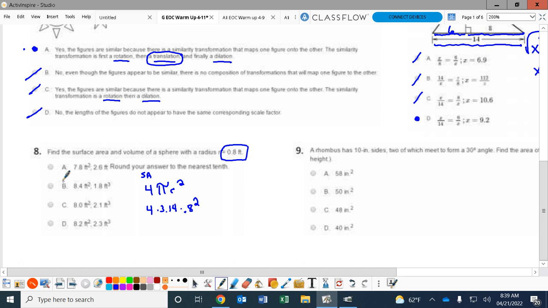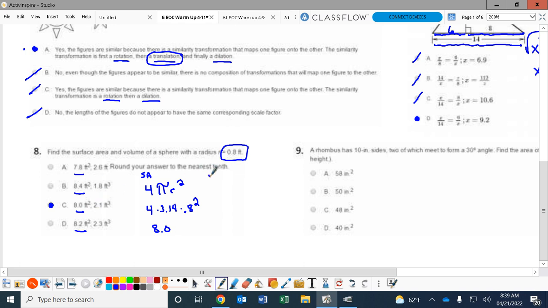Our choices are 7.8, 8.4, 8.0, and 8.2. We're supposed to round to the nearest 10th. Which one is it? 8.0. It's unusual to round to 8.0, so that's it. My guess is that means our choice is C, but we are going to do the other one just in case. One, because we need the formula. Two, because it doesn't hurt to make sure that we did the first one correct.